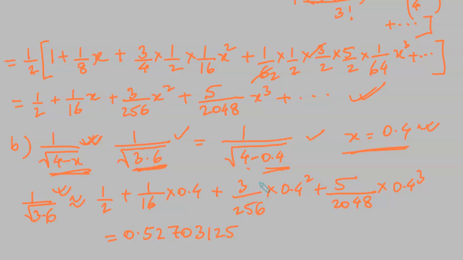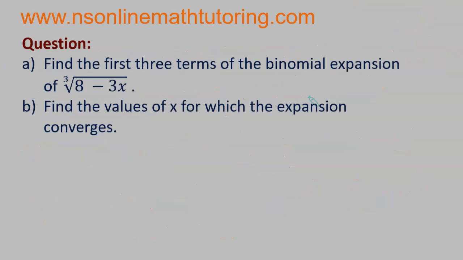Let us move on to the next question. This is also having 2 subparts. Find the first 3 terms of the binomial expansion of 8 minus 3x. Over here, both A and B are having some value apart from 1. Okay, fine. And the power will be 1 over 3. And the second part is find the interval of convergence. So, let's start with our answer.